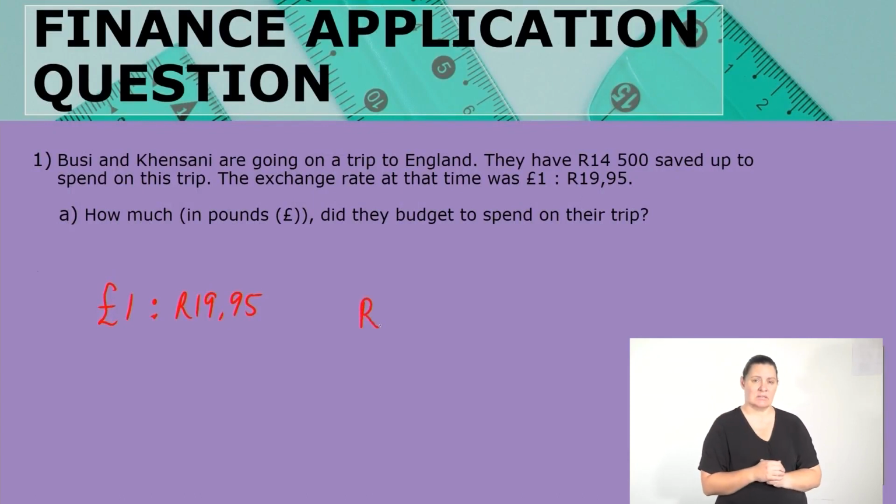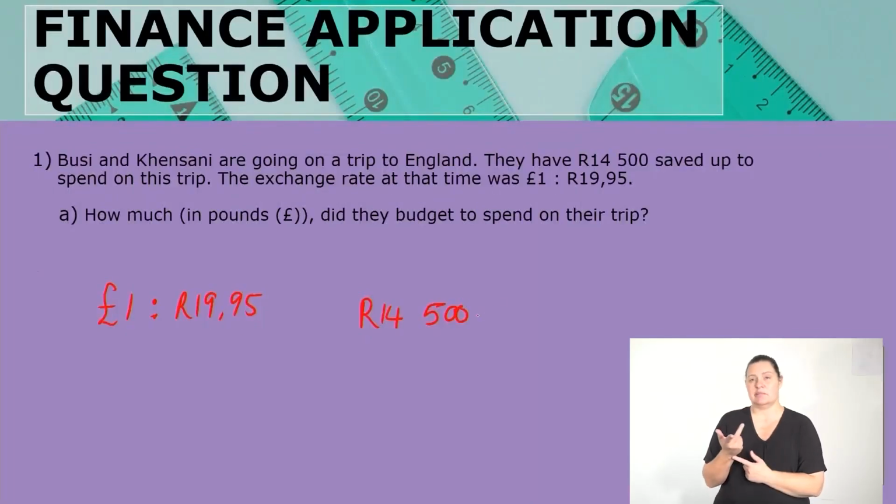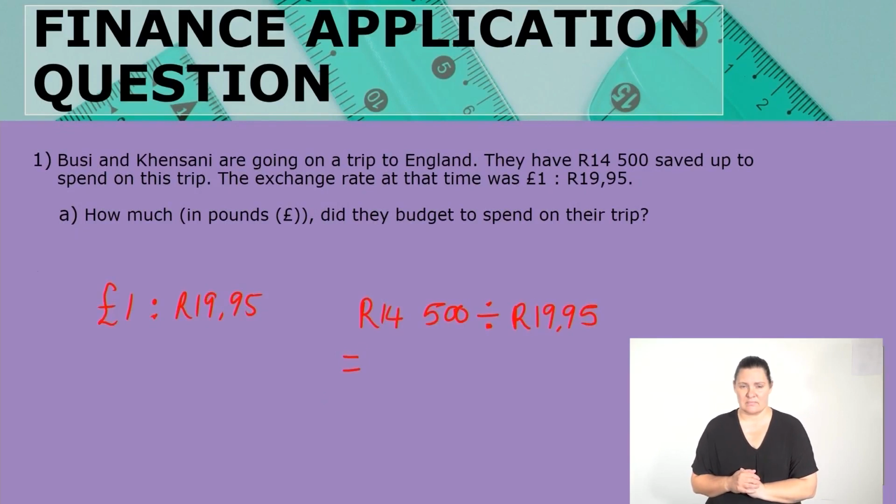How much did they have in rands? They had 14,500 rands. How do we convert this 14,500 rands to pounds? We are going to divide by the ratio that we were given. So we are going to say 14,500 rands, and we are going to divide that by 19 rands and 95 cents. You punch that into your calculator, what answer do you get?